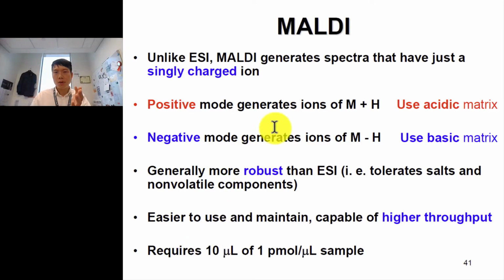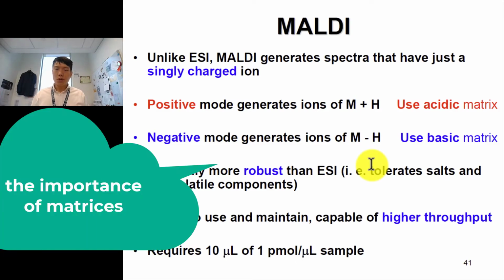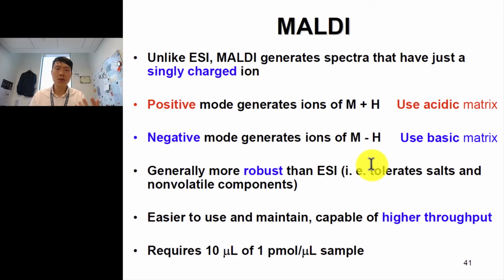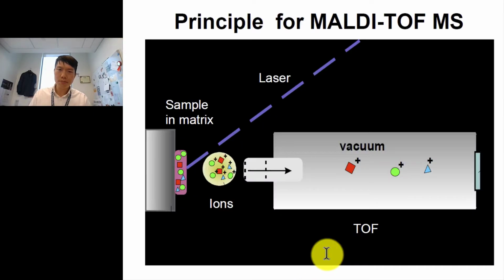Positive mode is about M plus H+, your acidic proton, right? Negative mode, you lose hydride using the basic medium. MALDI is more robust than ESI because it can have some tolerance towards some salt, ionic compound, and non-volatile components. Come on, after all, it's a matrix. Easier to use and maintain, also high throughput as you have shown, and also requires a very petite amount of sample, a small little liquid, 10 microliter of a 1 picomole per microliter sample.